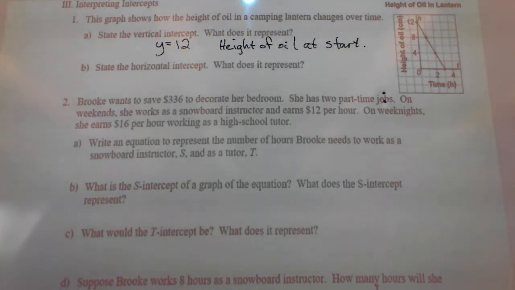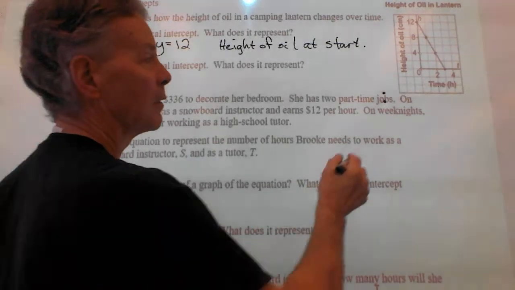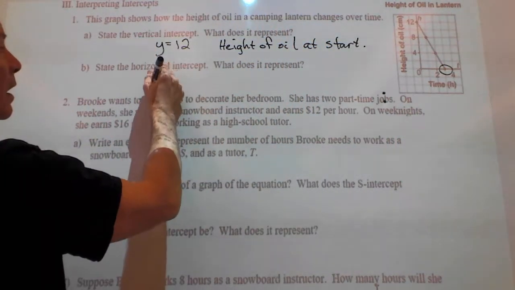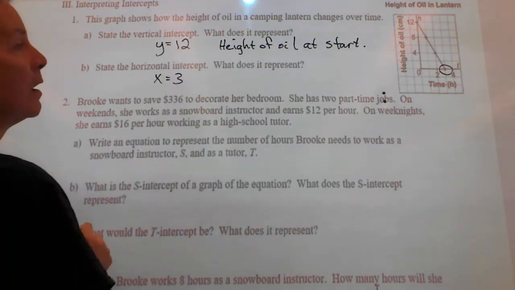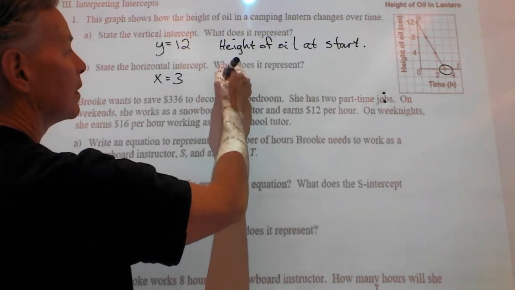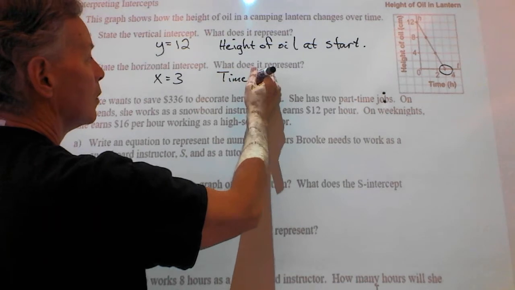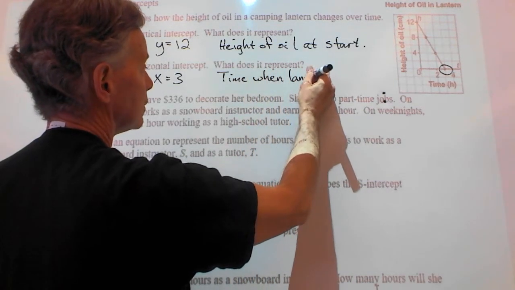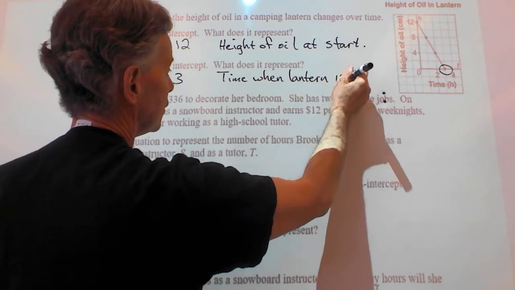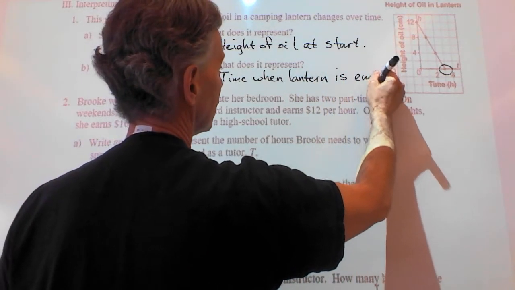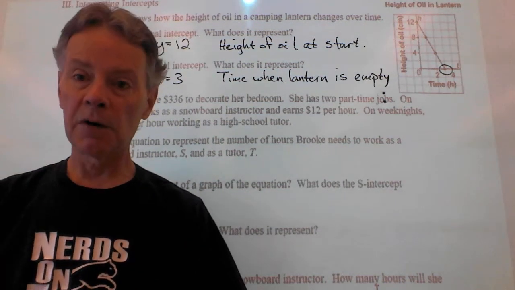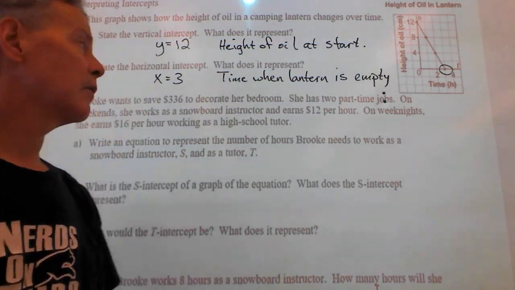State the horizontal intercept, and what does it represent? Well, here's the horizontal intercept right here. X equals 3. What does it represent? Time when the lantern is empty. In other words, the time that it runs out of oil or the amount of time that it burns. Okay, there are different ways to describe it.